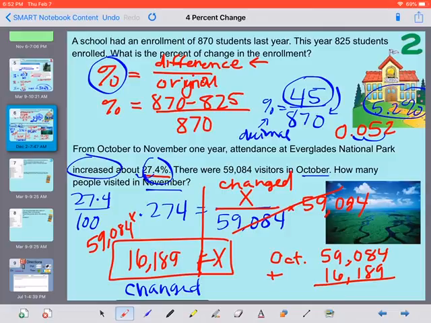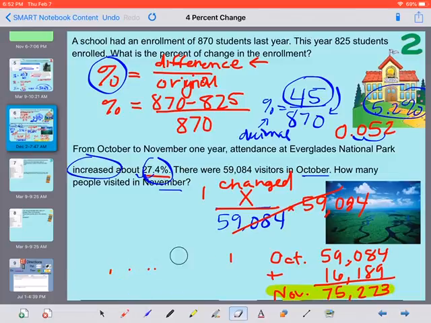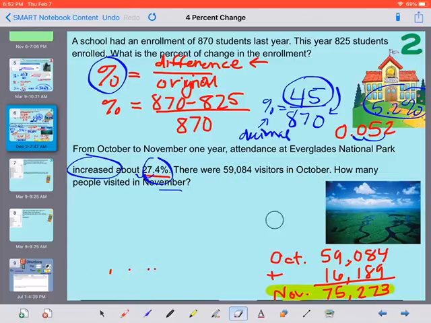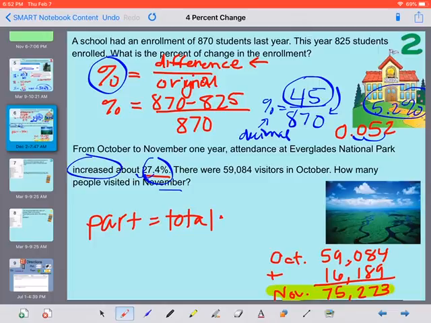So with total people in November, we have 75,273. This one was a little bit tricky. Instead, if you did our other percent equation, simply doing part equals the total times the percent as a decimal, you're really getting the same thing. We're figuring out the part that it changed.